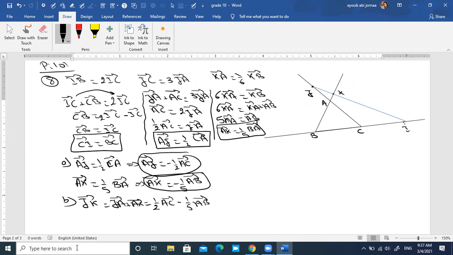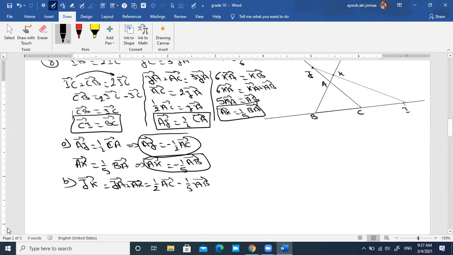Right. What about the second one? You have to find JI as a linear combination of AB and AC. Insert point T. JI. Yeah, just 1 minute. JI as a linear combination of AB and AC. Yes, what did you say, Serene? I said I insert point T. Insert point C. Very good.